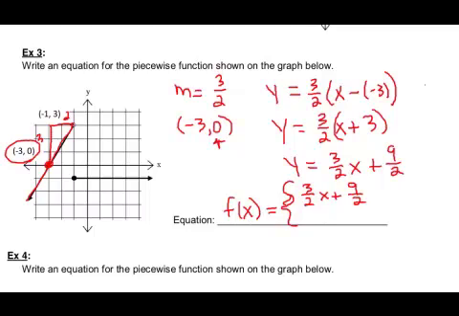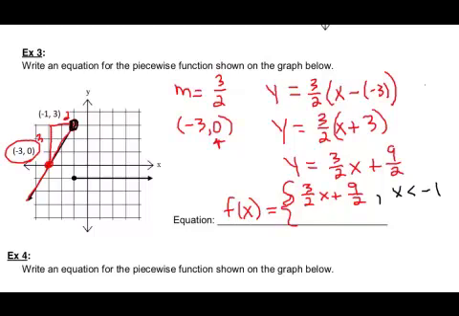Now we need to look at our boundaries. Notice where our graph starts here at -1, 3. It is an open circle, so it's not or equal to. And notice that our graph is going to the left of that, so it's less than. So our boundaries for this function are going to be x is less than -1.